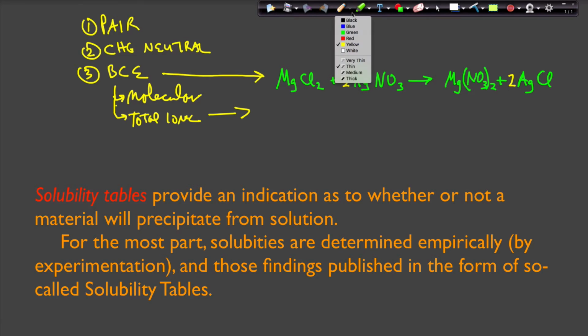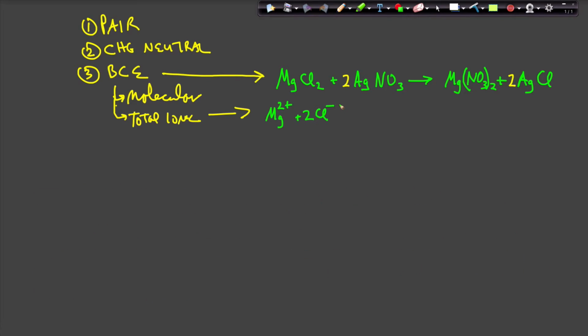So for now, you will have to trust me because you do not have a solubility table in front of you, but magnesium chloride indeed will break down into 1 magnesium and 2 chloride ions. So let me show you what that would probably look like.